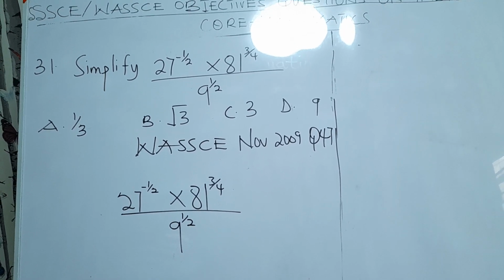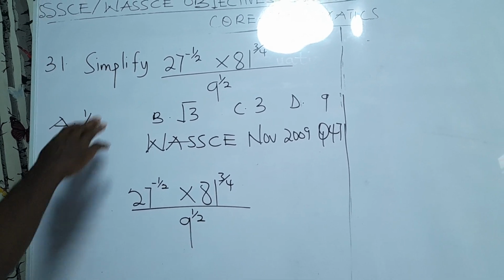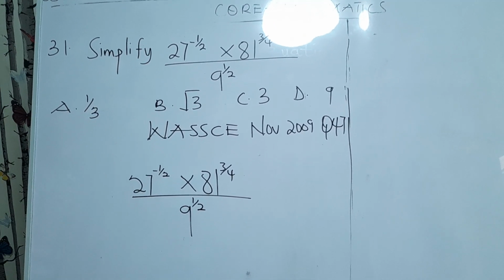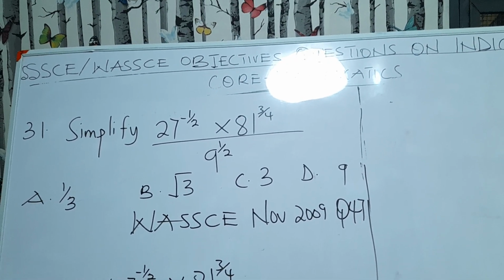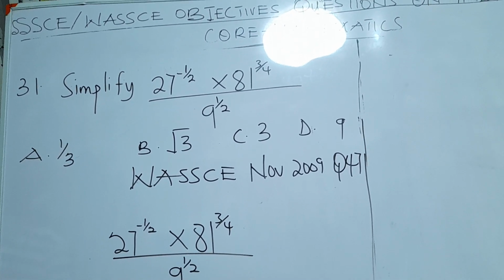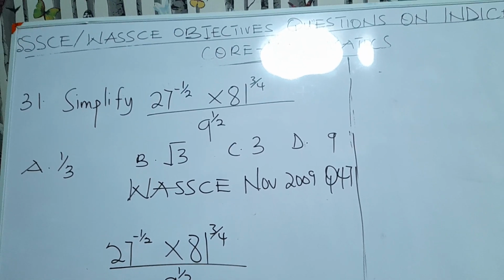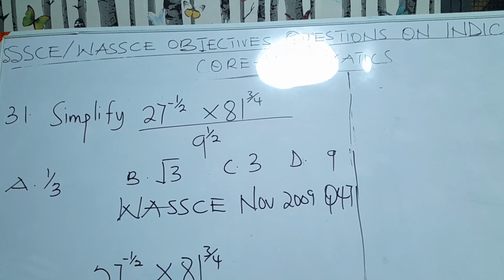So our next step, question number 31, is simplify 27 exponent negative half times 81 exponent 3 over 4, all over 9 exponent half. The possible answers are given. This is NOVDEC 2009 objective question number 47.